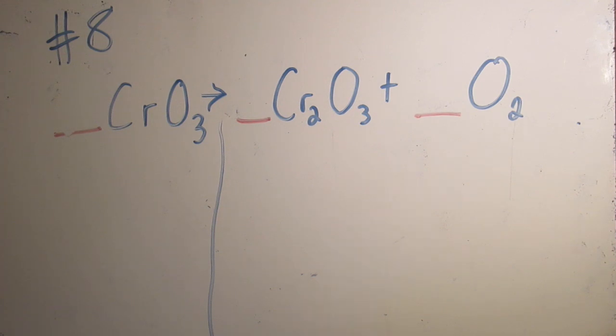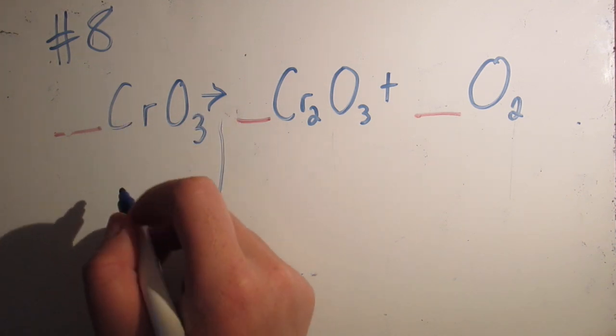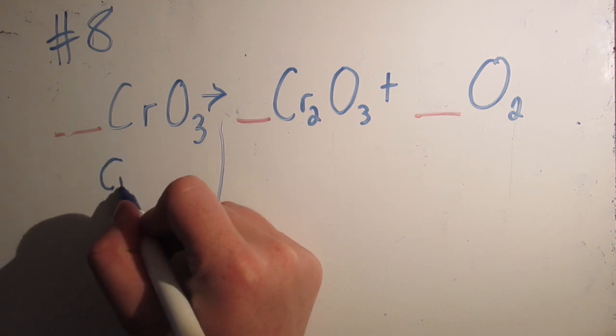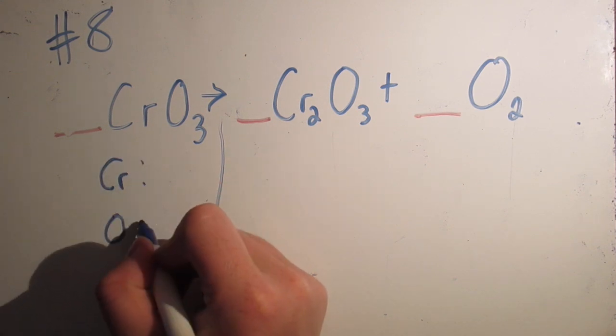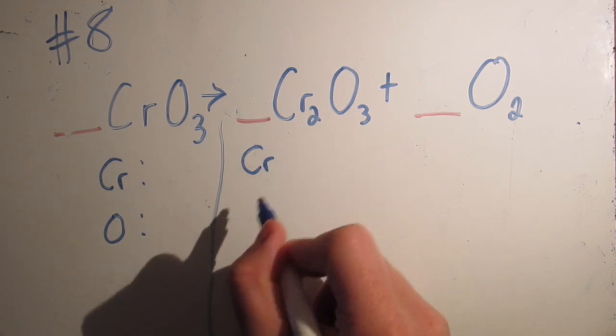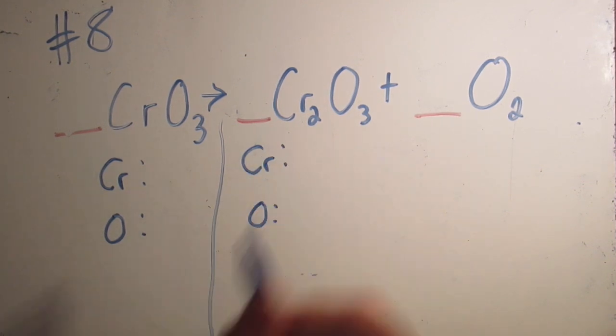Okay, so this is question number 8. We've got chromium and oxygen here, so I've already drawn the line here to separate out my reactants and products, and now I'm just going to write them out. So chromium and oxygen, I like to write them all out first and then count them after. You can count them as you go if you want though.